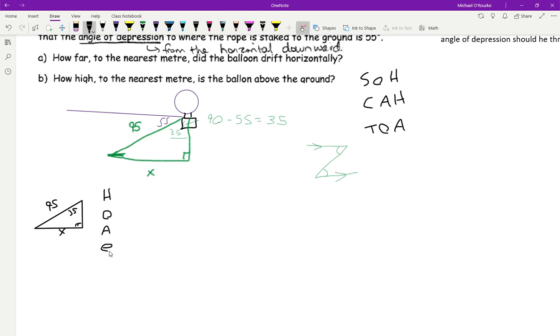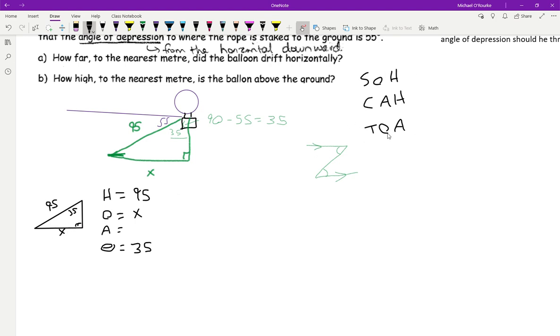H, O, A, theta. What do I know in this triangle? Someone want to give me what I know? Please and thank you. The H is 95, very good. 35. Yep. Good. And what's my unknown? Good job, Lucas, with H is 95. What's my unknown? What's x? Is that my opposite or my... Good. Good job, Lucas. So O is my unknown.